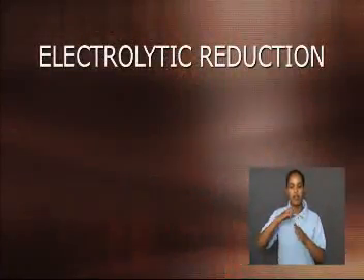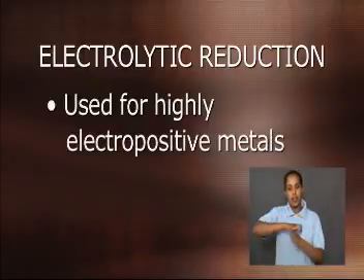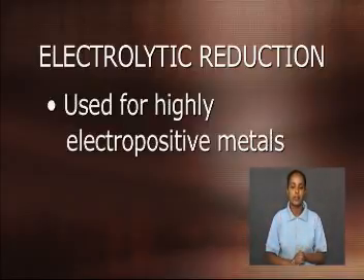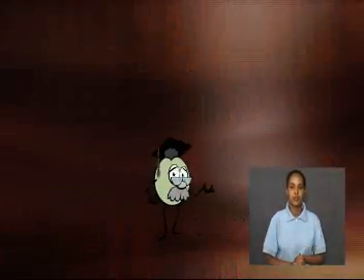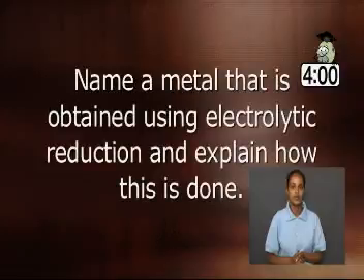Electrolytic reduction is used for highly electropositive metals. Students, name a metal that is obtained using this method and explain how this is done. Students, let's get ready. Begin.